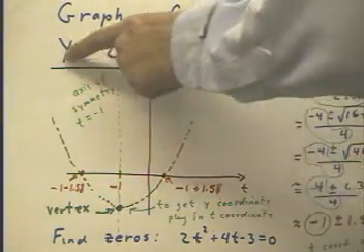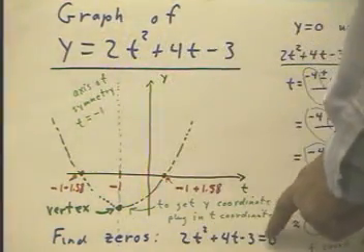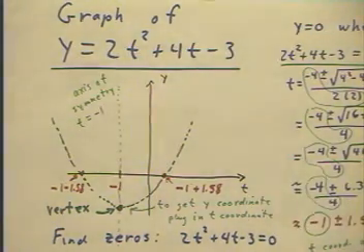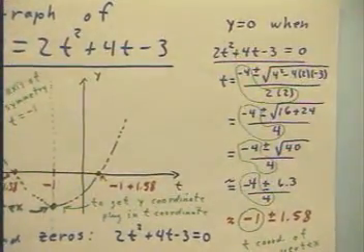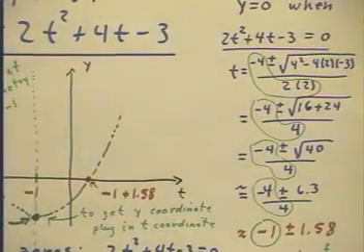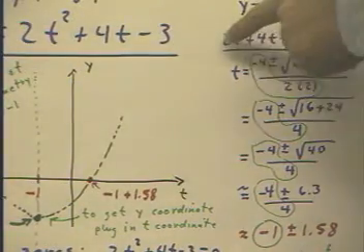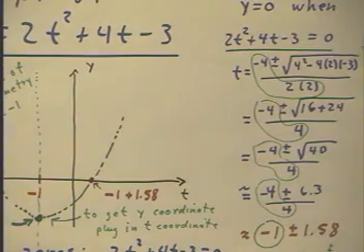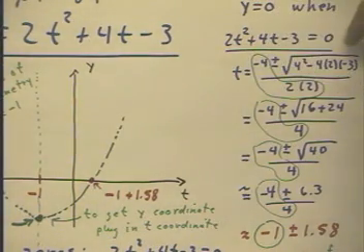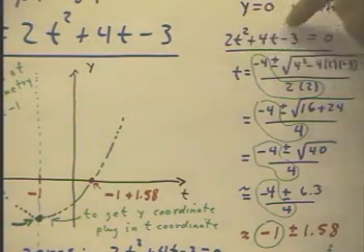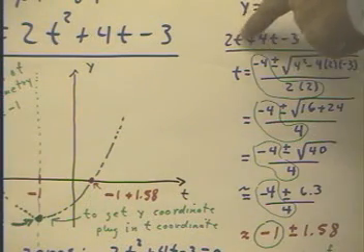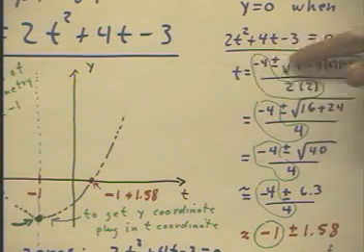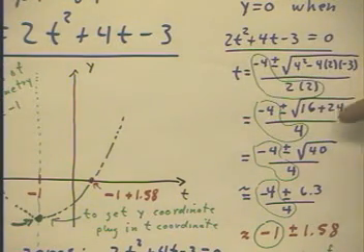Now the zeros of this function are where y equals 0, so that's 2t squared plus 4t minus 3 equals 0. We solve this equation using the quadratic formula. To use the quadratic formula, we note that this is the form of a quadratic equation, at squared plus bt plus c equals 0. a is 2, b is 4, c is negative 3. We plug those numbers into the quadratic formula and do some simplification.